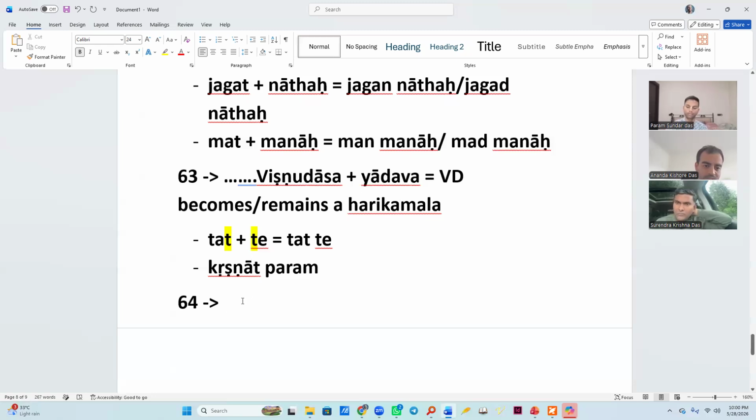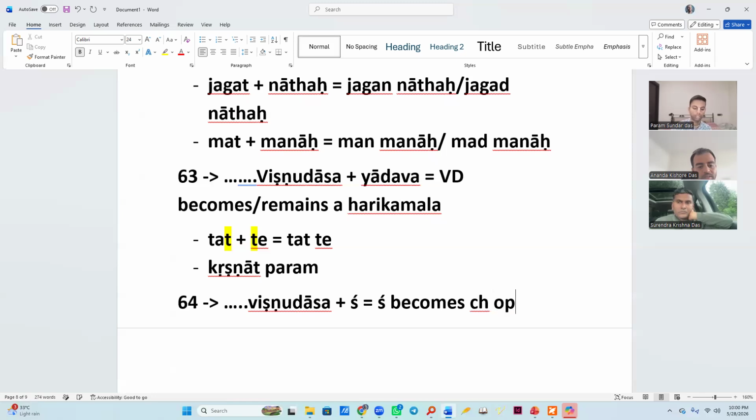Okay, one more sutra. Tataha Shashchova. If there is a word ending with Vishnu Dasa, and a second word beginning with Sharama, the letter Sh, then the rule says optionally Sh will become Ch. So Sh becomes Ch optionally.